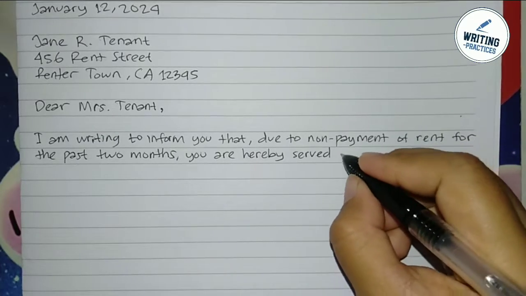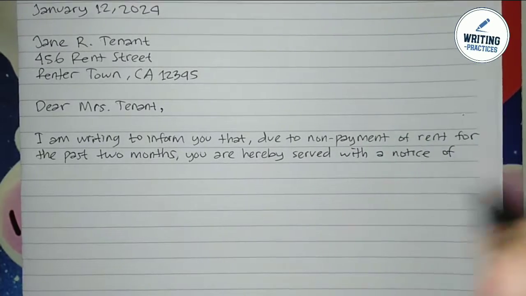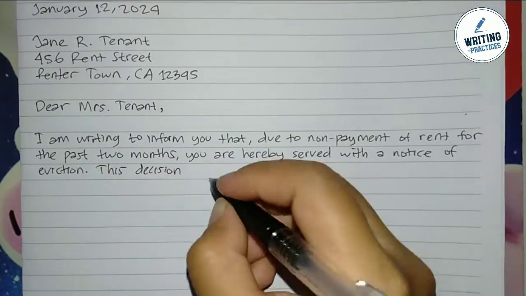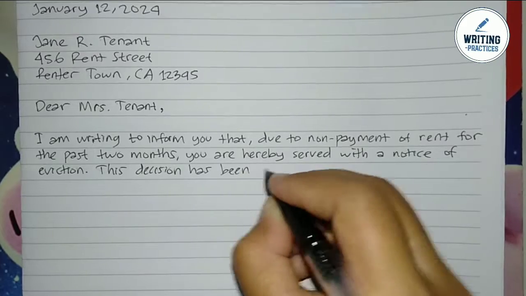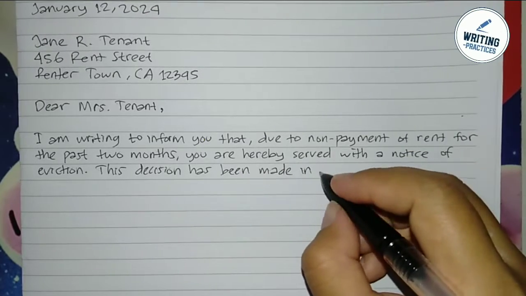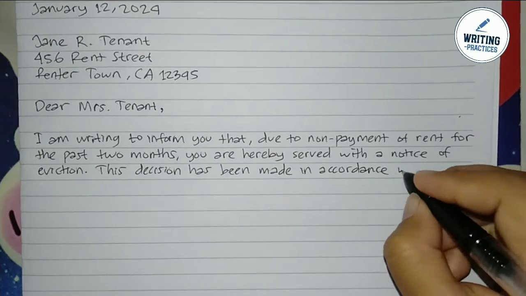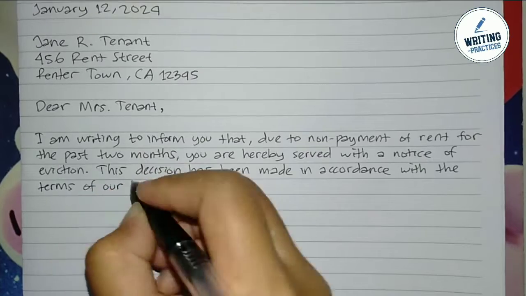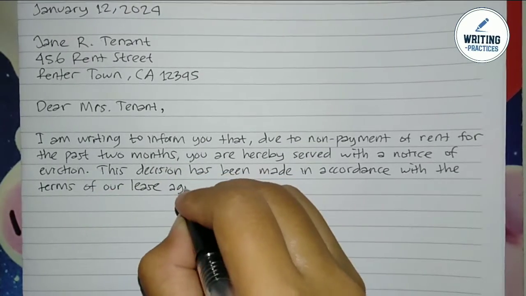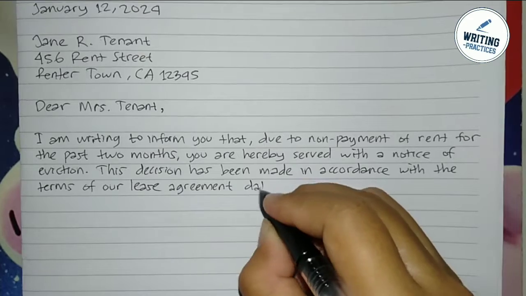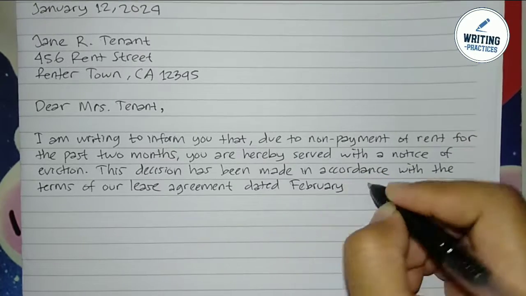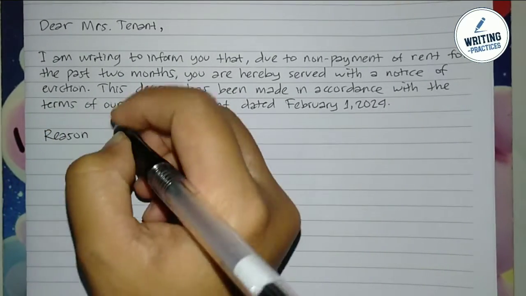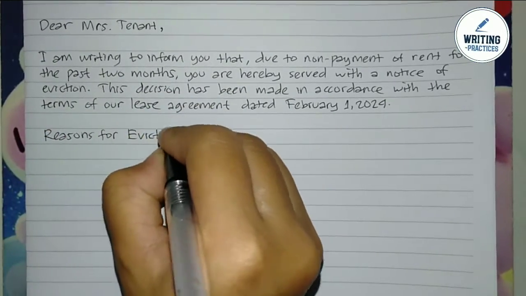And here is the example of how you write it. "I am writing to inform you that, due to non-payment of rent for the past 2 months, you are hereby served with a notice of eviction." And tell briefly why you made this decision. Sure, you can mention the agreement or something. And mention also the date of the agreement, by mentioning the month, date, and year. Here is the example. "This decision has been made in accordance with the terms of our lease agreement dated February 1, 2023."